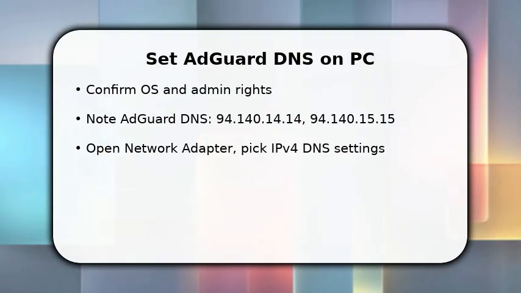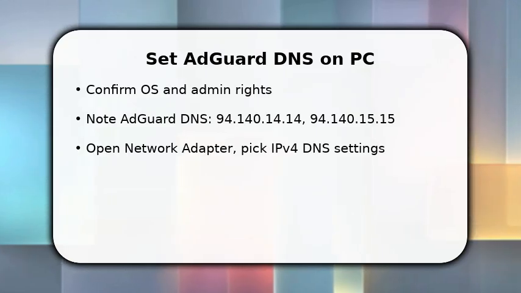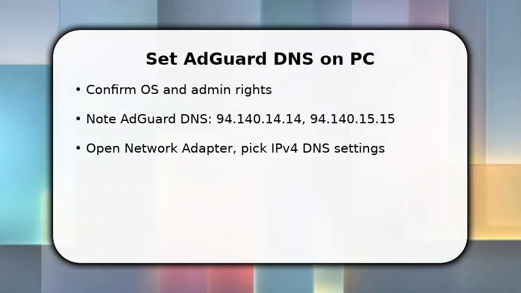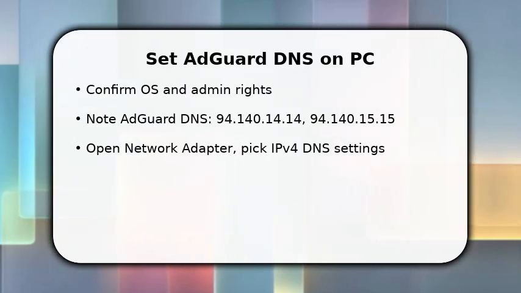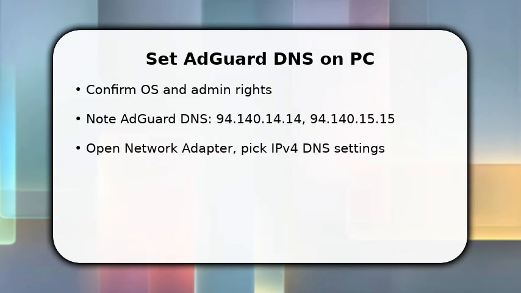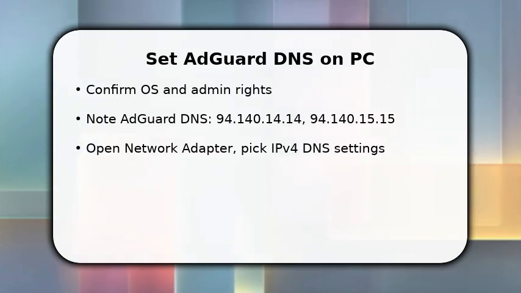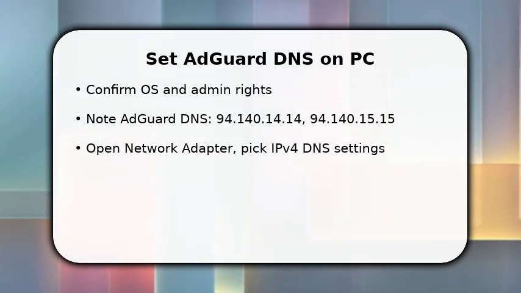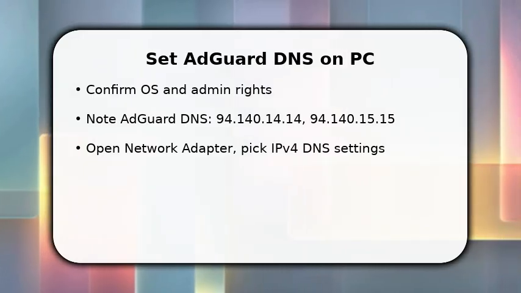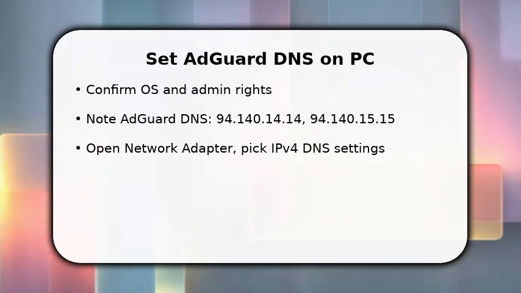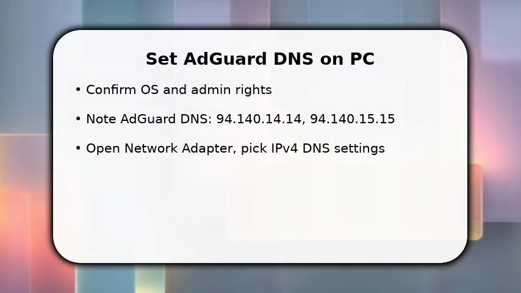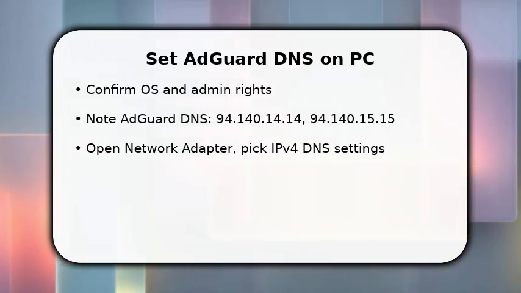You start by confirming you have administrator access and the AdGuard public DNS addresses. Once ready, open your network adapter settings, Ethernet or Wi-Fi, and select Internet Protocol version 4 properties. Then replace DNS server entries with 94.140.14.14 and 94.140.15.15. Make sure to keep a backup of your previous DNS values in case you need to revert.